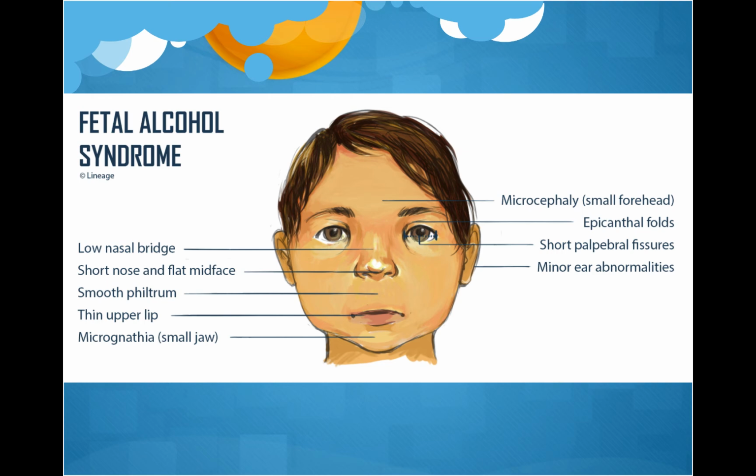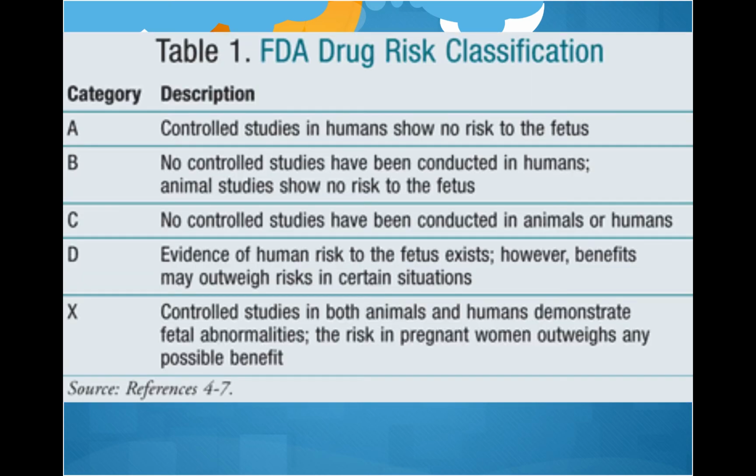For this reason, the FDA classifies all drugs using these categories: A, B, C, D, and X. They rank them according to the degree of research or controlled studies that have been done in both humans and animals, and whether or not those studies have shown any potential risk to a developing fetus. So a drug like Tylenol or ibuprofen, I believe, depending upon the trimester of pregnancy, ranges anywhere from a B to a D.